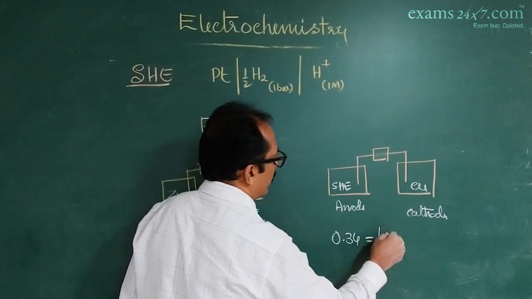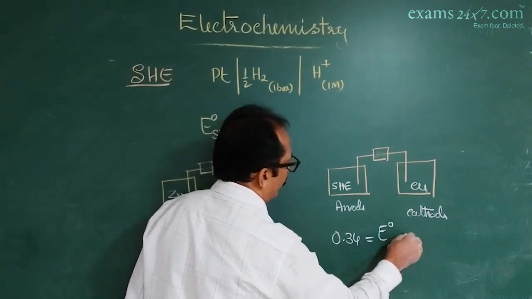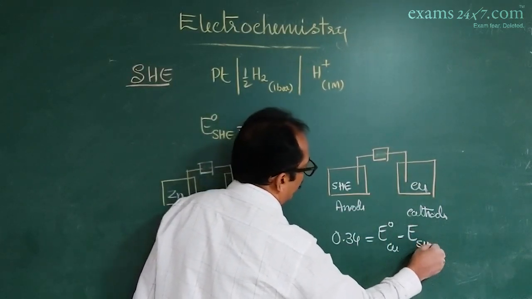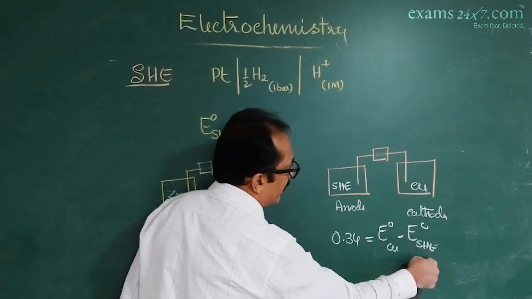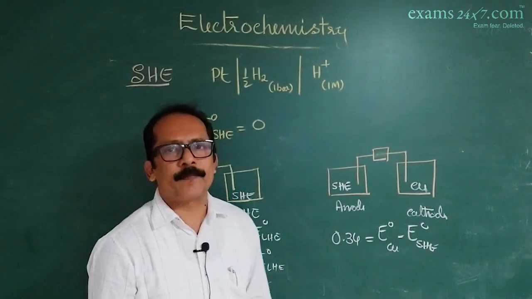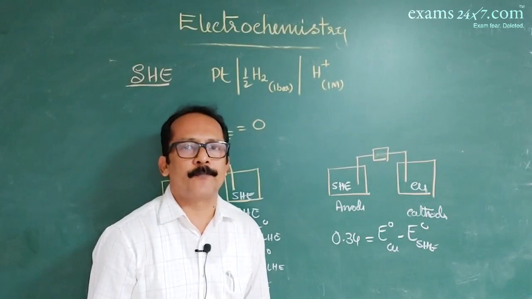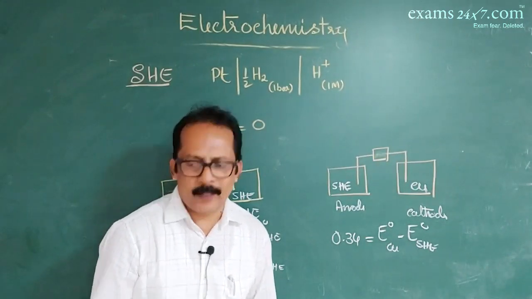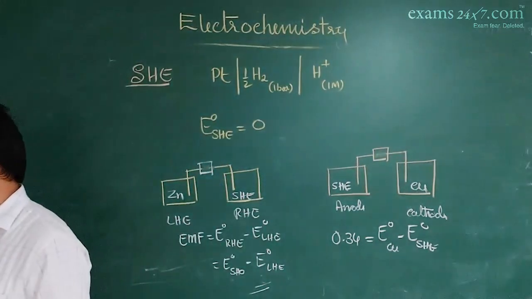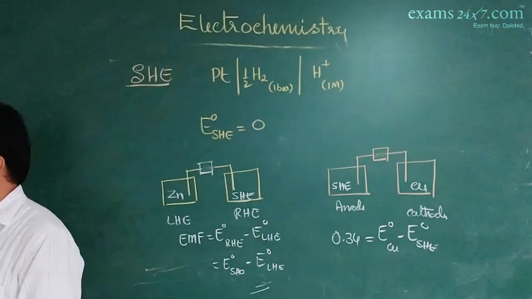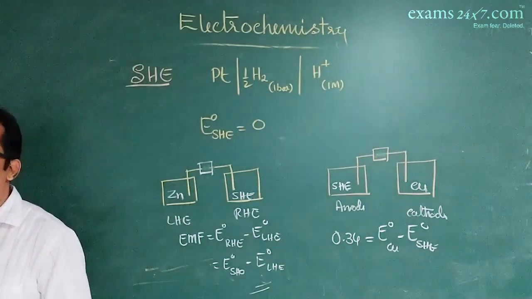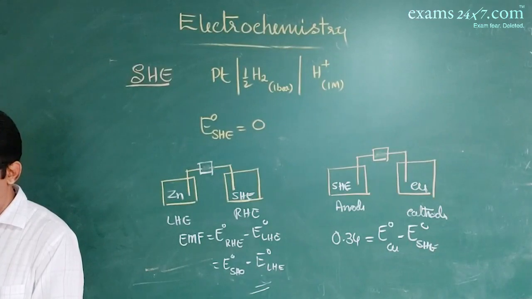It equals E cathode, that's copper, minus E anode, the standard hydrogen electrode. This is always 0. Therefore, the electrode potential of copper is plus 0.34. Therefore, the standard hydrogen electrode is used to determine the electrode potential of the experimental cell.